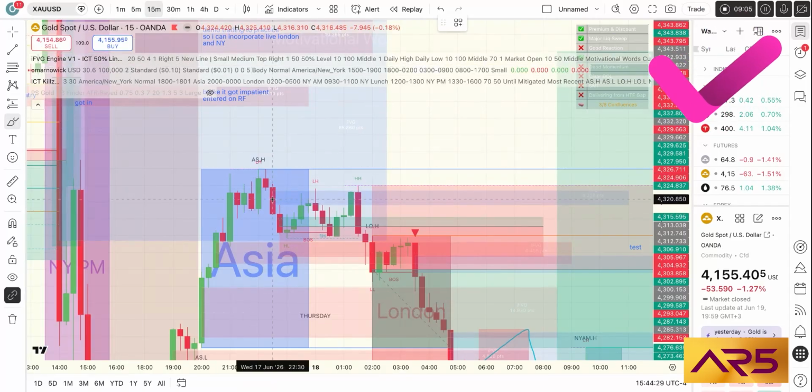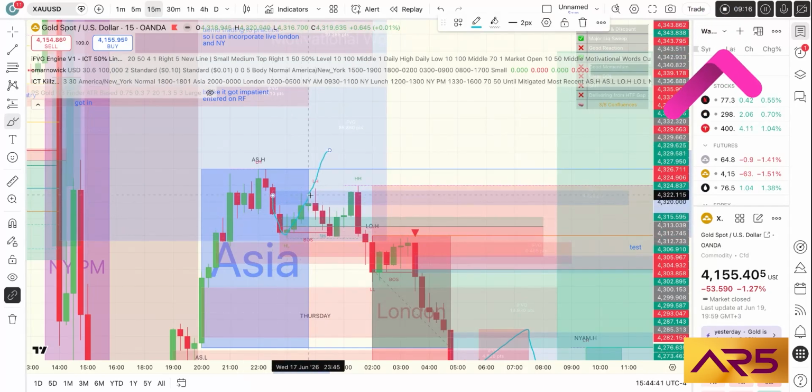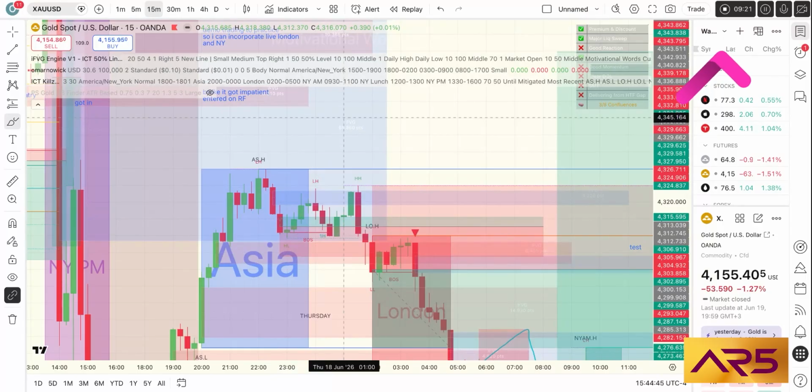A fair value gap becomes invalidated. Basically, it means it's useless. Your trade is invalidated, and you wait for the next setup to show up. If price breaks above, like it doesn't push back down, it just pushes straight above, that means your fair value gap is useless. You don't even look at it. Stay away from it.